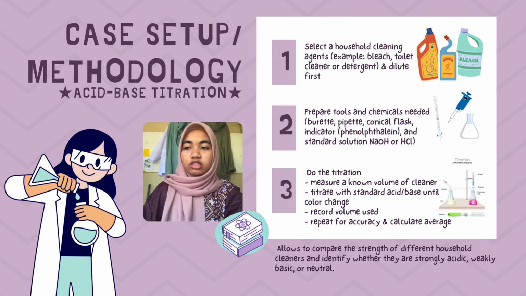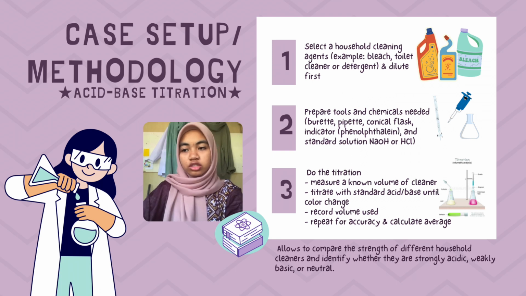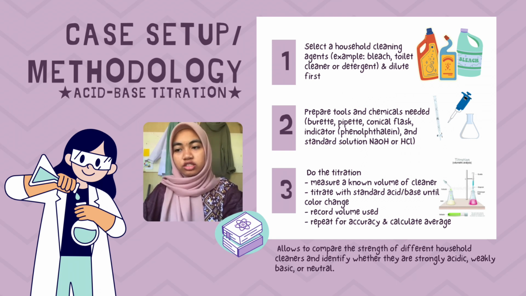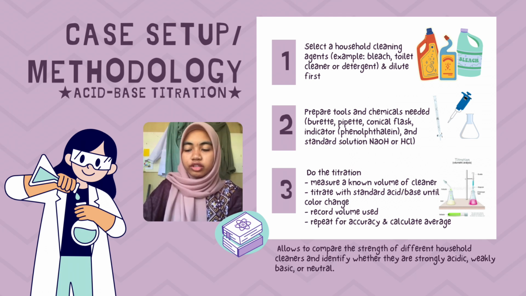First, we accurately measure a known volume of the dilute cleaning agent using the pipette and transfer it into the conical flask. Next, we add a few drops of phenolphthalein indicator. Then, we fill the burette with the standard acid or base solution, depending on the nature of the cleaner. And then, we slowly add the titrant from the burette into the conical flask while swirling the solution until a visible and lasting color change occurs. Next, we record the volume of titrant used, and then we repeat the titration multiple times to obtain a consistent result and calculate the average volume of titrant required.